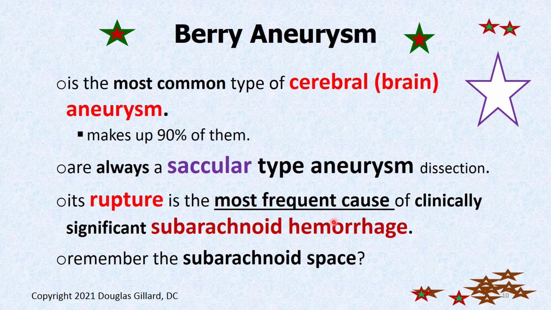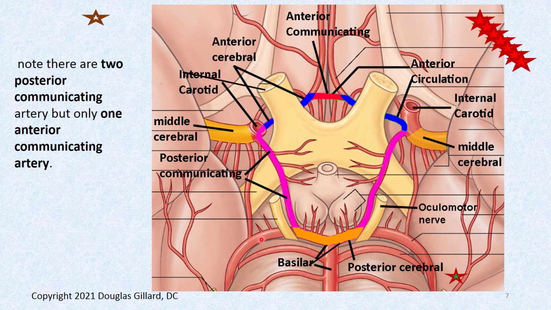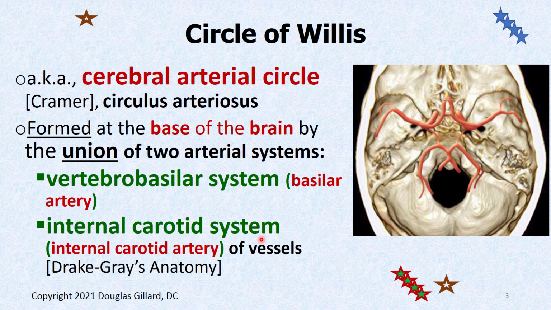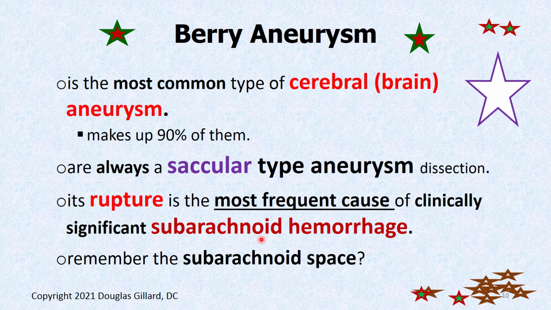If they rupture, because it's underneath the dura, between the arachnoid and pia, it causes a subarachnoid hemorrhage. This lives in the subarachnoid space, so therefore it's a subarachnoid hemorrhage. And yes, it is the most frequent cause of clinically significant subarachnoid hemorrhage, which makes sense because it's the most common type of aneurysm. Somewhere I said that. But yeah, it's the most common type of aneurysm that you have.